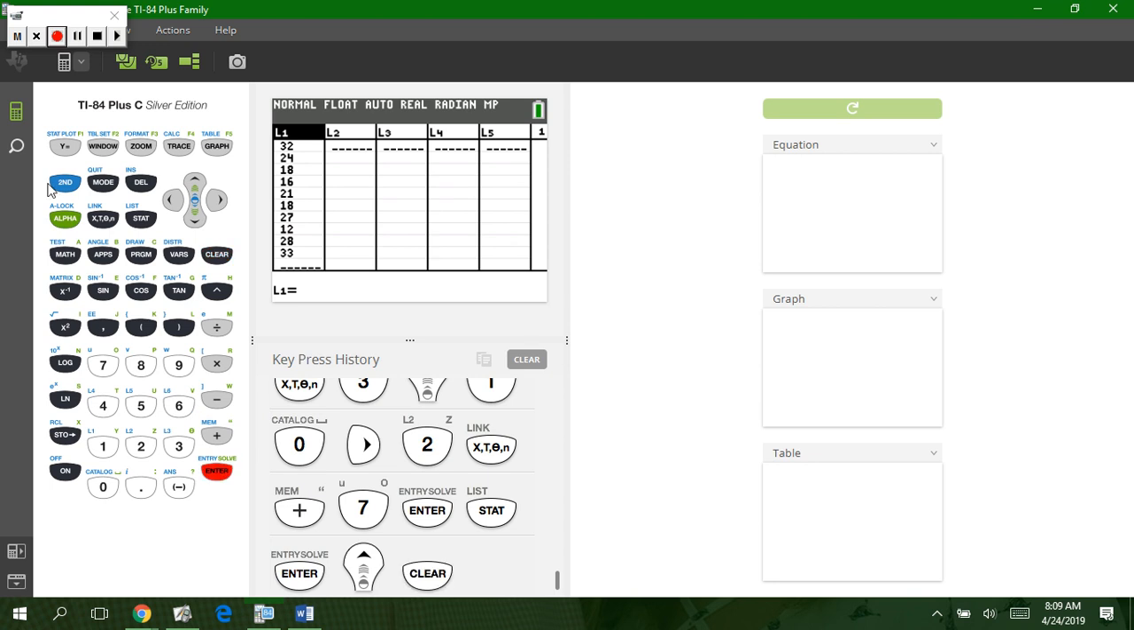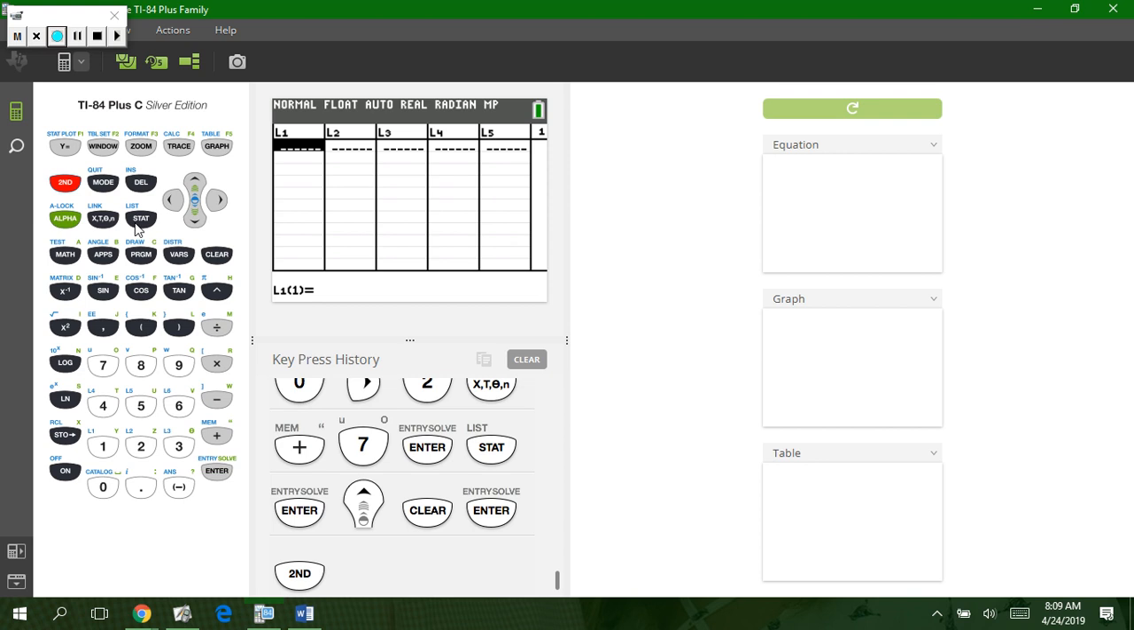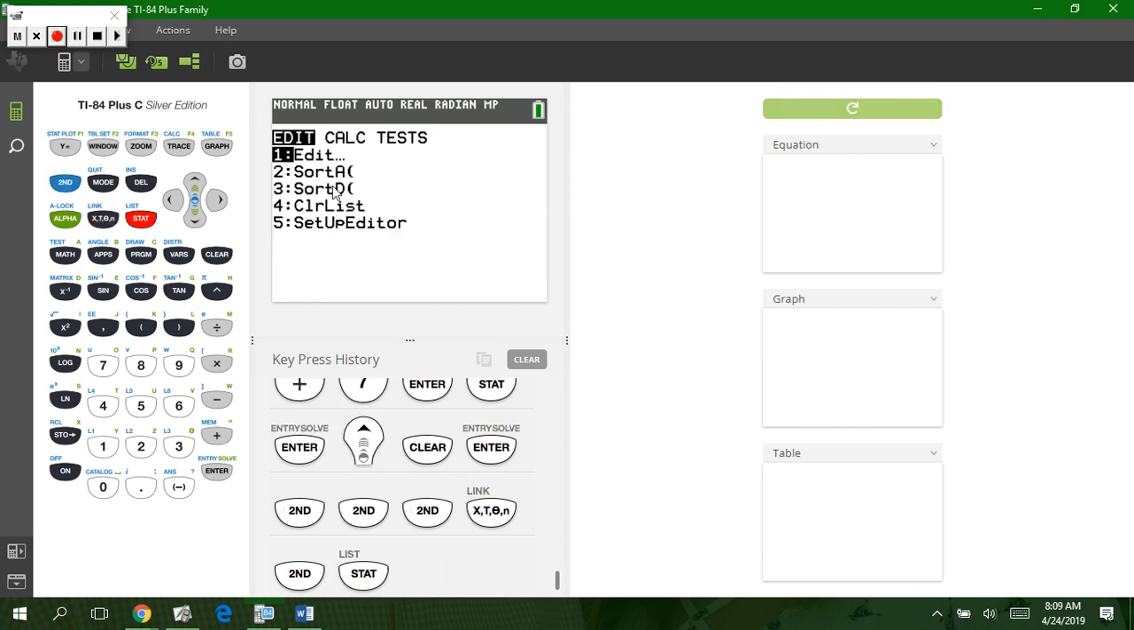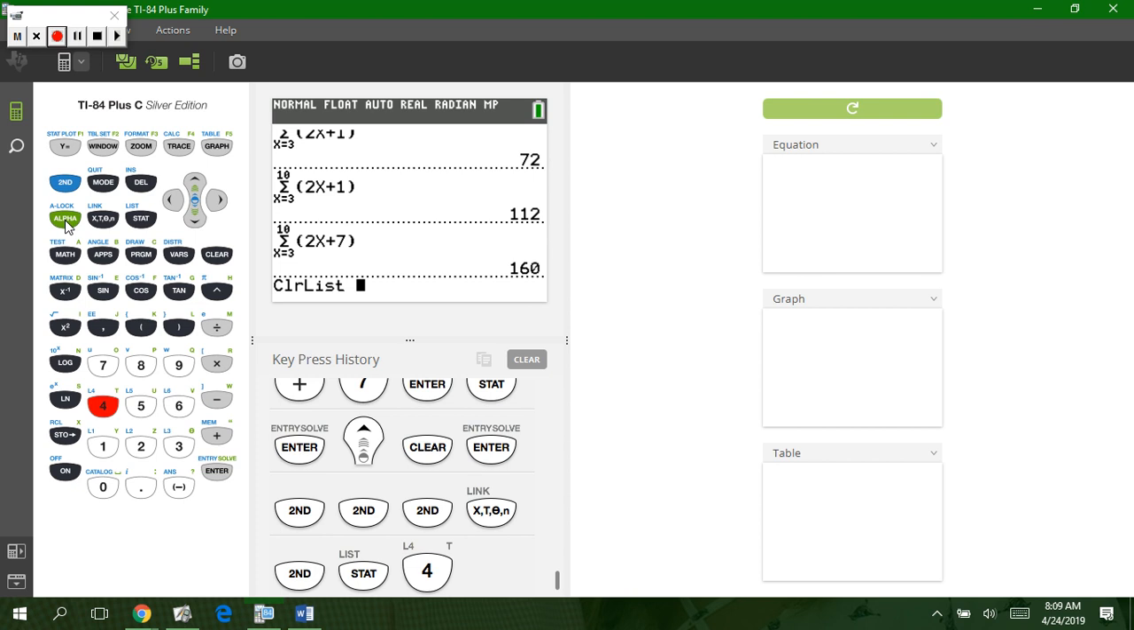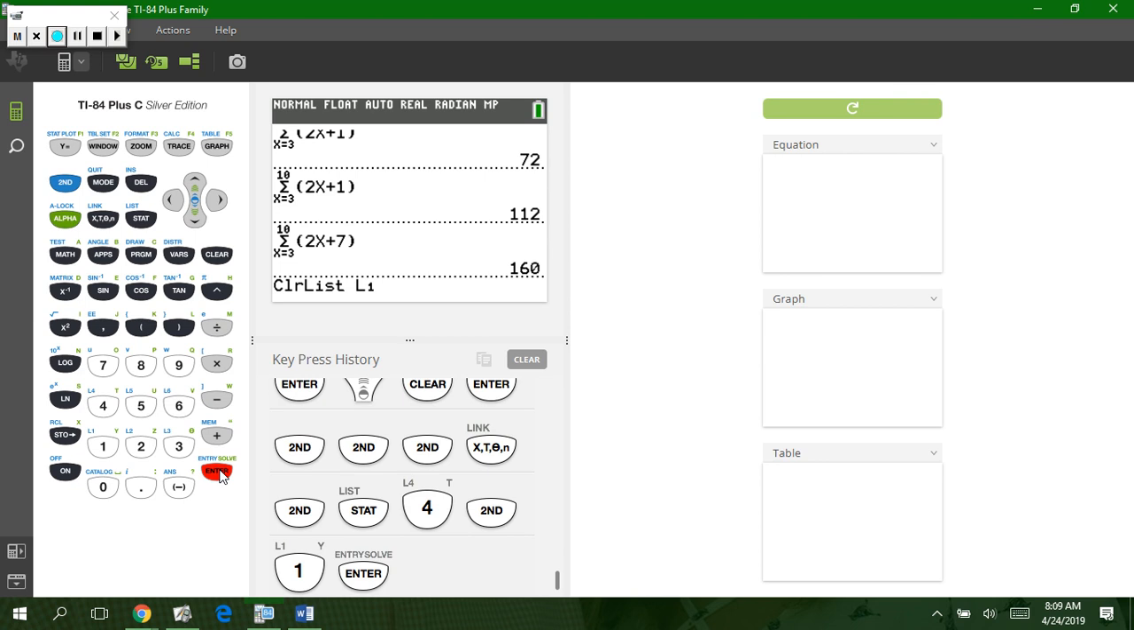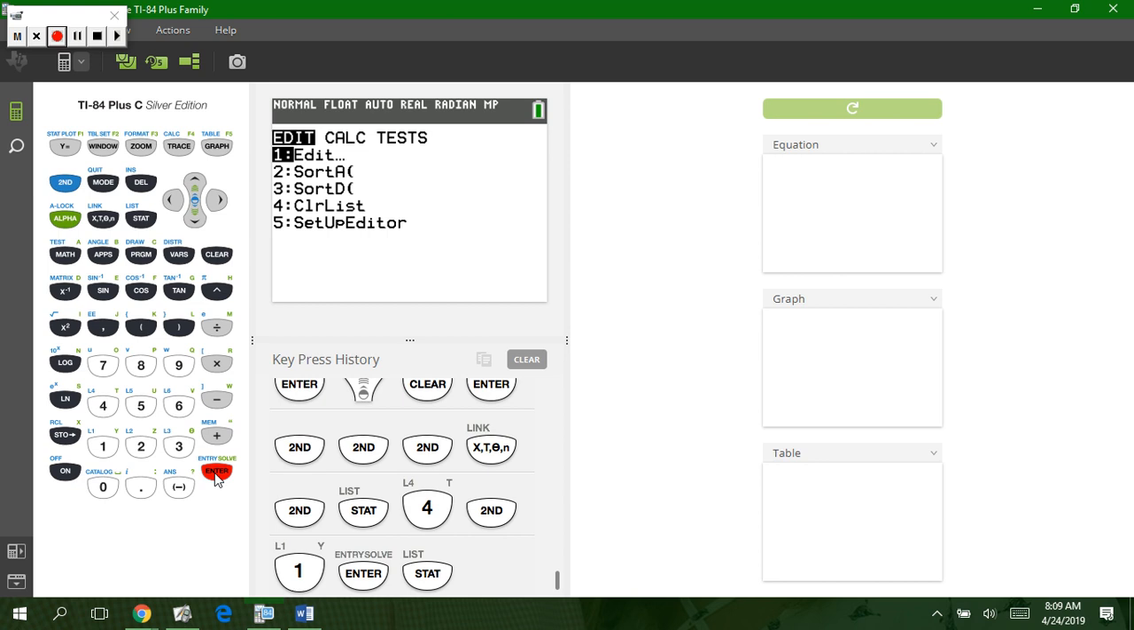My whole row's gone. Another way to do it is to hit the stat button. You see how number 4 says clear list. You could go to clear list and then hit L1, which is right above number 1, and it would do so as well. Either way works. Okay, let's go back into the stat edit, and I'm going to enter that data. If you guys would like to do this along with me, I need somebody to shout out the numbers.